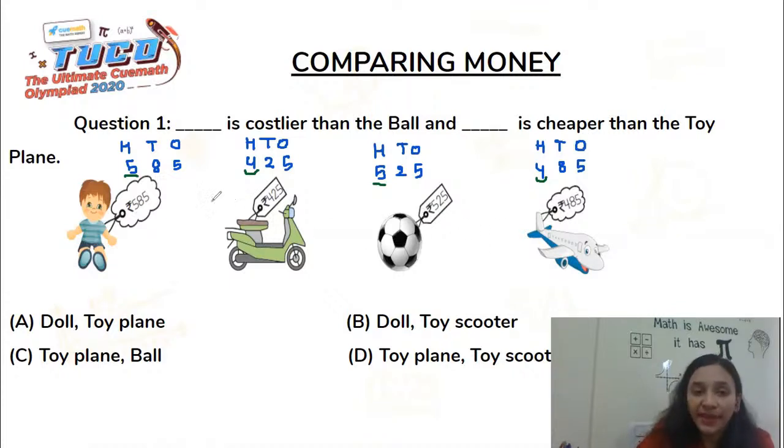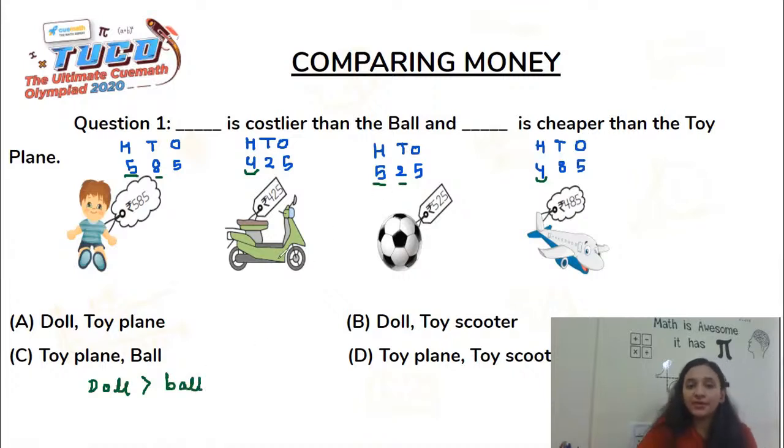Now, if we were to compare between doll and football, as the digit at the hundreds place, that is the highest place value, is already the same, we will go on to the next, the second highest place value, which is the tens place. So if we see, we have 8 here and here we have 2. We know that 8 is greater than 2. We get to know that doll is costlier than the football. So I can write it up here: doll is costlier than the ball.